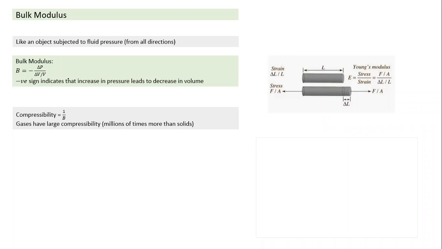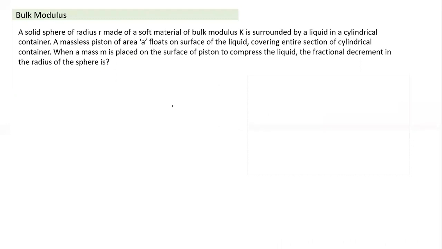So this is something: change in volume is easily noticeable in case of gas, not so much in case of liquid and solid. A simple application: a solid sphere of radius R. This also is similar to questions which have come in the past. A solid sphere of radius R is made of soft material of bulk modulus K, surrounded by a liquid in a cylindrical container. A massless piston of area A floats on the surface of the liquid, covering the entire section of the cylindrical container. When mass M is placed on the surface of the piston, it compresses the liquid. What is the fractional decrement in radius of the sphere?